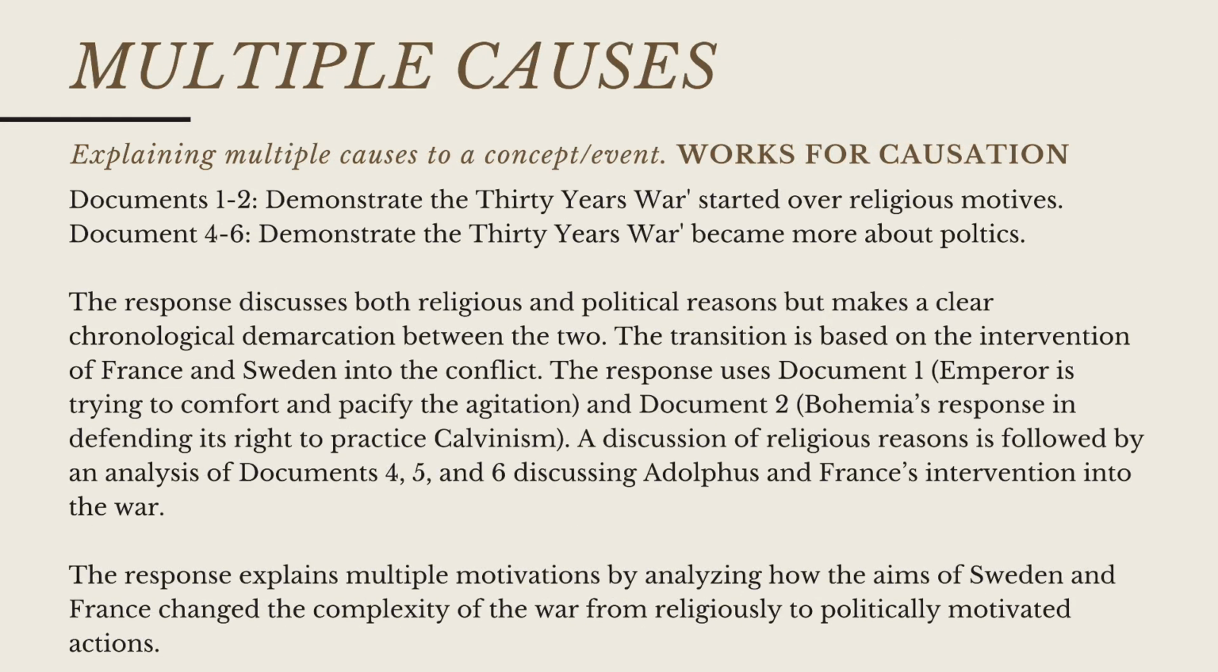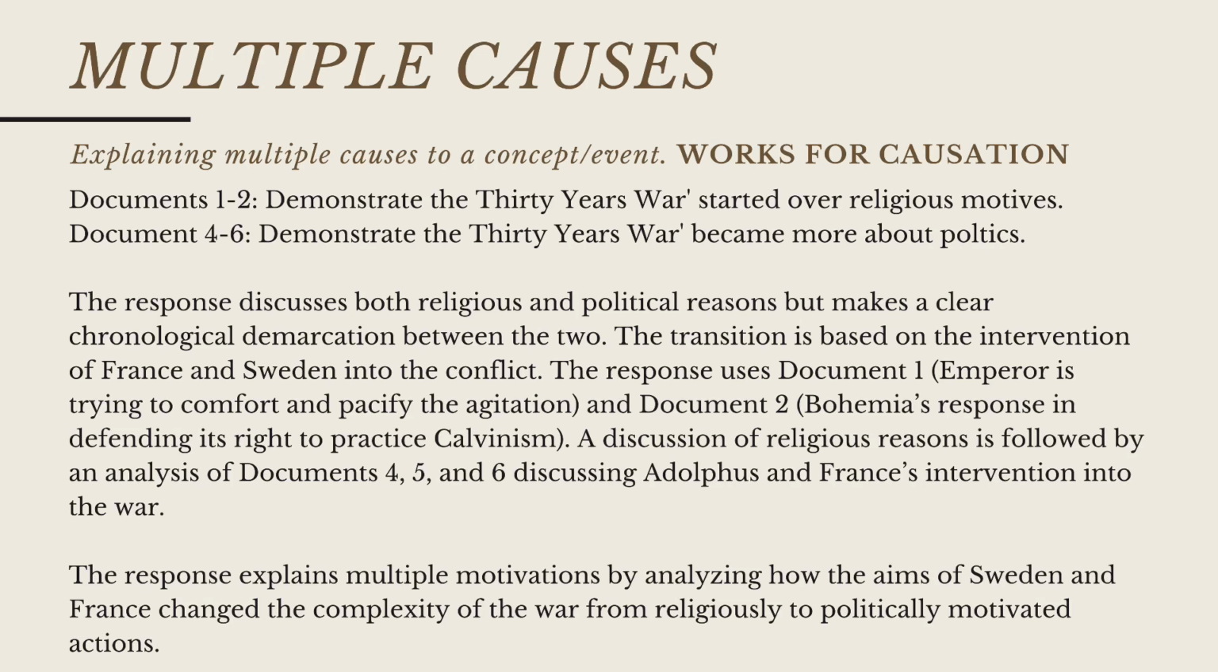Next is multiple causes, which works for causation. We're going to use documents 1 and 2 and 4 to 6. 1 and 2 demonstrate how the 30 Years' War was started over religious motives, and 4 and 6 show it became more about politics. The response discusses both religious and political reasons, but makes a clear chronological demarcation between the 2. The transition is based on the intervention of France and Sweden into the conflict.